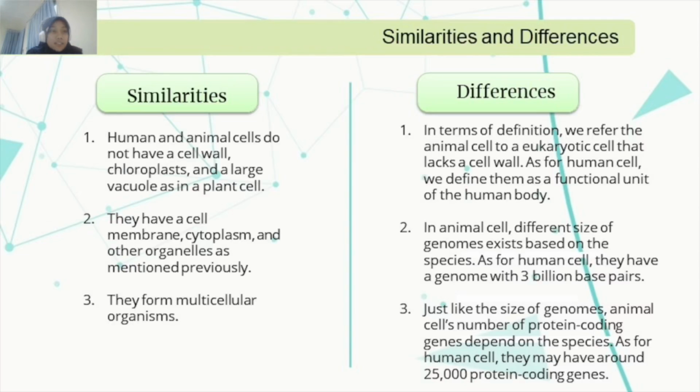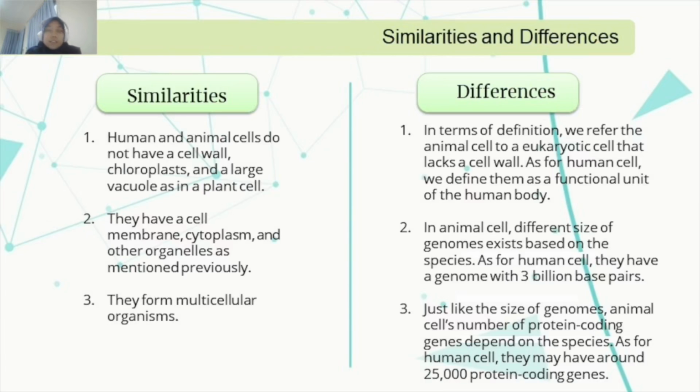Now, as you can see in the slide, there are the similarities and the differences. The similarities of the human and animal cells are that they do not have a cell wall. They do not have chloroplasts or a large vacuole, such as a plant cell would have.